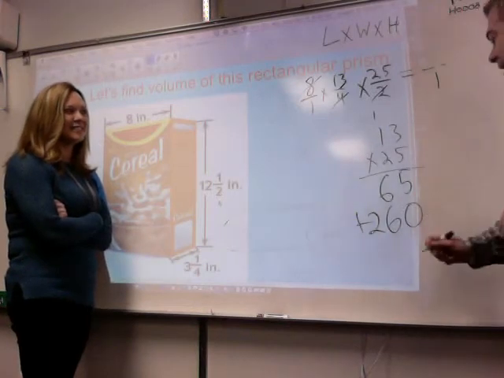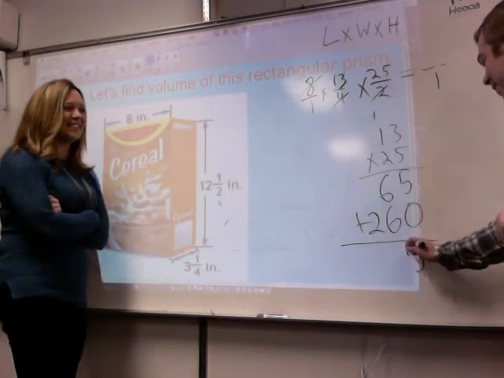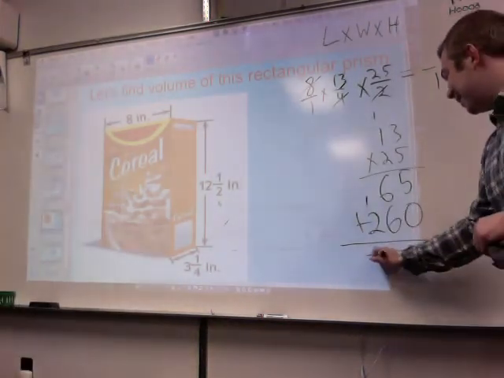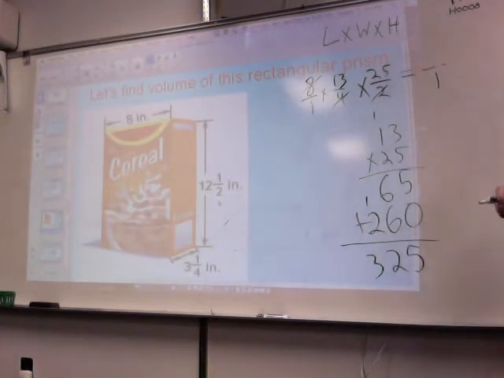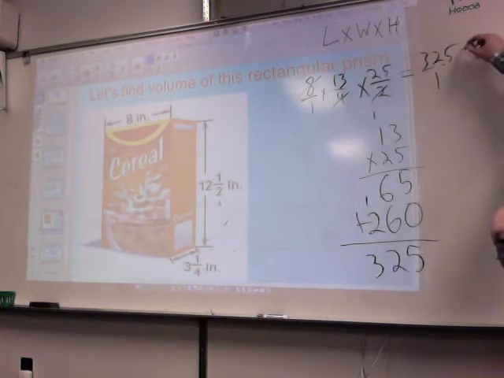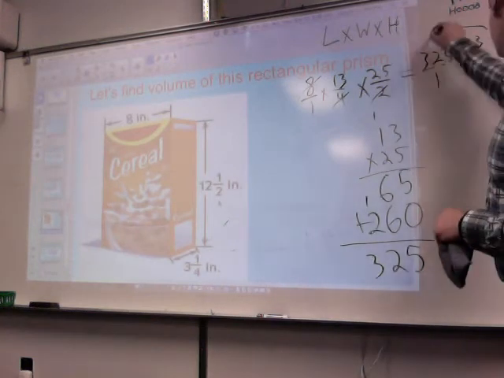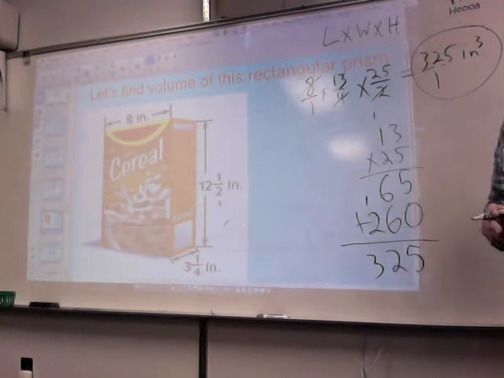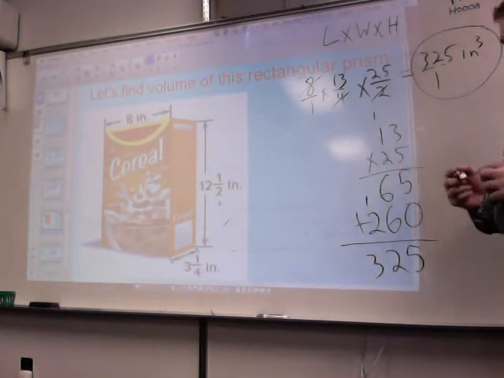Yes. Anyways, so let's add them up. We get 5, 12, and 3. 325 over 1 cubic inches, or inches cubed, is our volume for the cereal box. Hopefully they fill it all the way so you can get your money's worth.